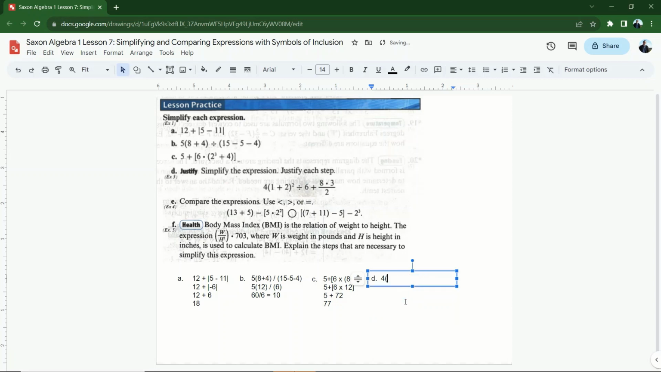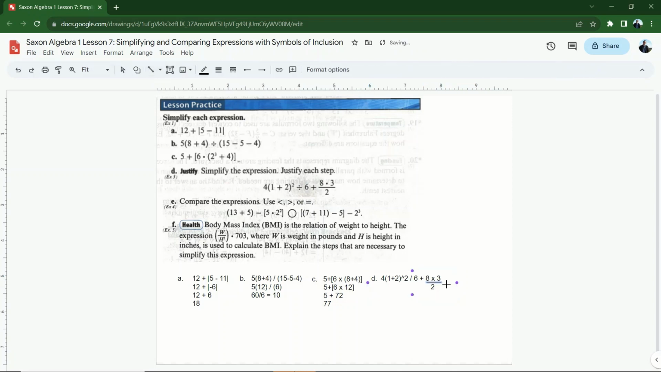4 times (1 plus 2) squared divided by 6 plus, and then over a fraction bar, 8 times 3 divided by 2. And I'm just going to show that fraction bar here because it's important. I'm going to put in an actual fraction bar. Okay, so now we need to figure out the order we're going to do this in.